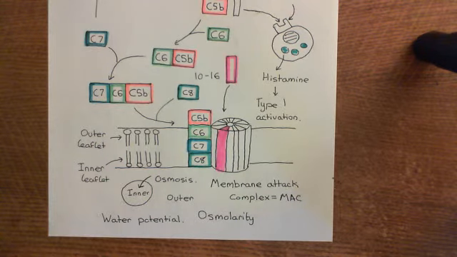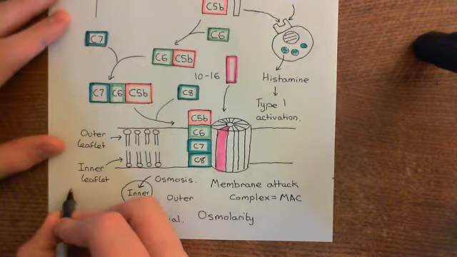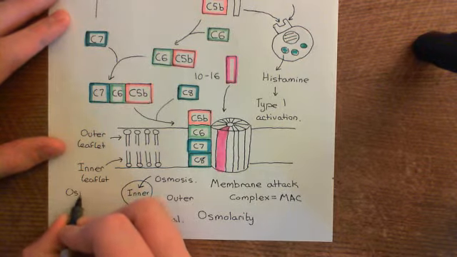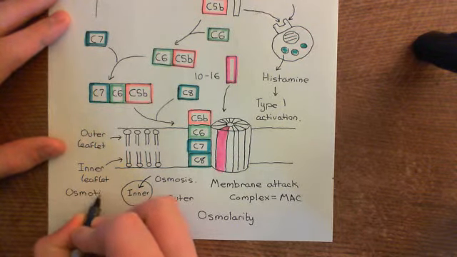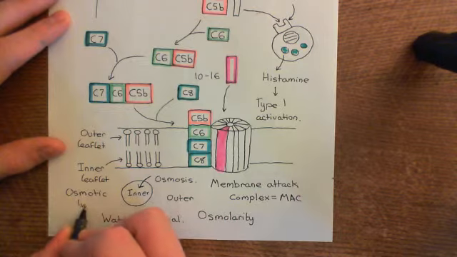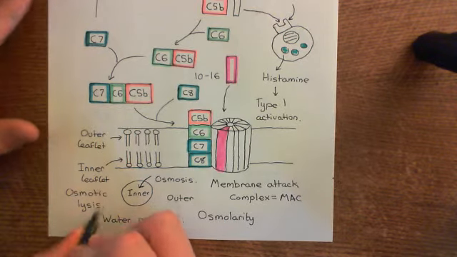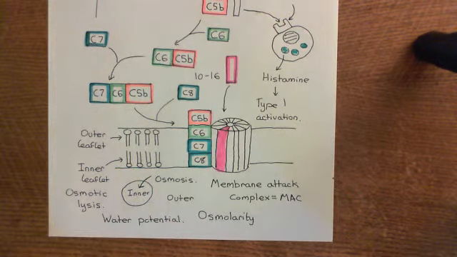So once you put these membrane attack complexes in all over the microbe membrane, you're going to get water moving into the inner compartment via osmosis, and that's going to lead to the cell swelling, and that's going to lead to the bursting of the cell, known as osmotic lysis. Okay, so that's the final way that the alternative complement pathway can contribute to killing the microbes.